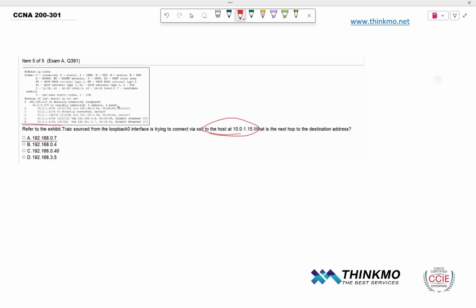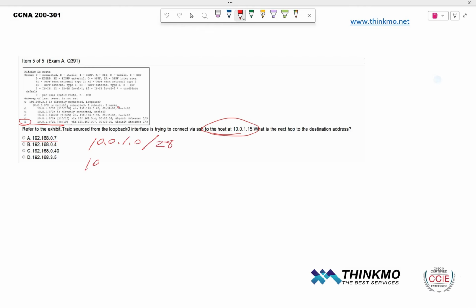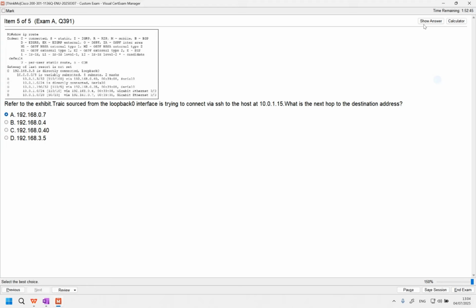Actually, this EIGRP route, there's only this one. The way this route is written is unclear. It says 10.0.1.0/28. So this route, our destination is 10.0.1.15. This 28-bit route also includes the destination address, so that's why it matches. So the correct answer is A. Option A, submit.